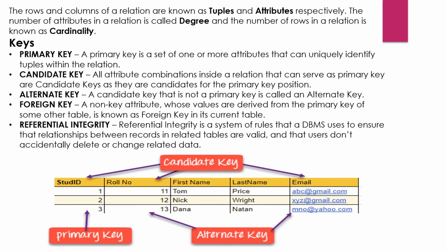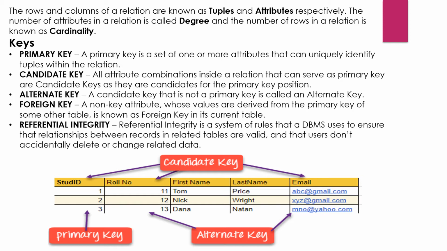The columns of a relation are known as attributes. Columns are called attributes, the number of columns is called degree, and rows mean tuples. The number of rows in a relation is known as cardinality. Simple.